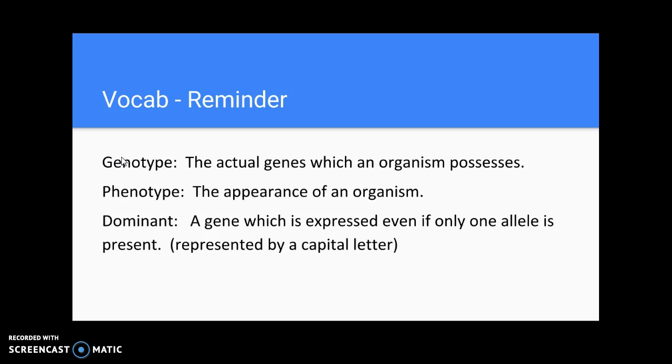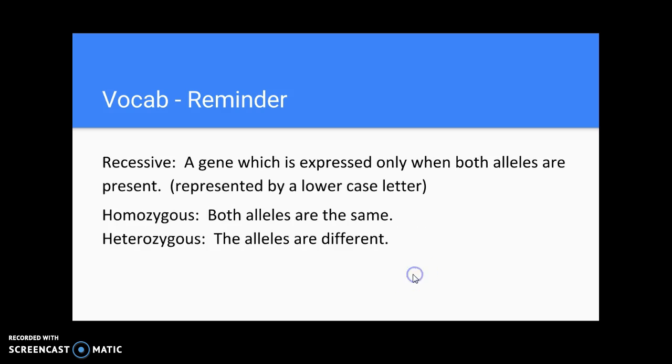The genotype of an organism is the actual genes which the organism has. In contrast to that, the phenotype is the appearance or traits of an organism. A dominant gene is expressed even if only one allele is present, and we represent it with a capital letter. A recessive trait is a gene or allele which is expressed only if both the alleles are present, represented by a lowercase letter.